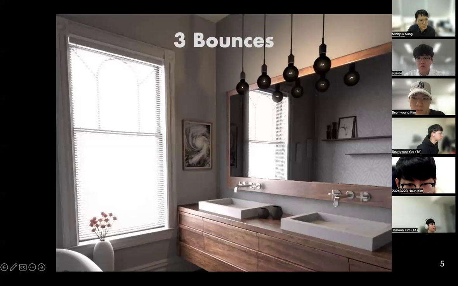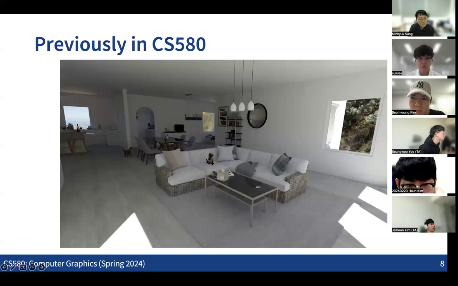So with indirect illumination, we can also see regions in the virtual 3D scene which are not directly visible from the light source and also from the camera viewing direction, but parts that can be illuminated by multiple bounces of the light. So those are some of the outputs.